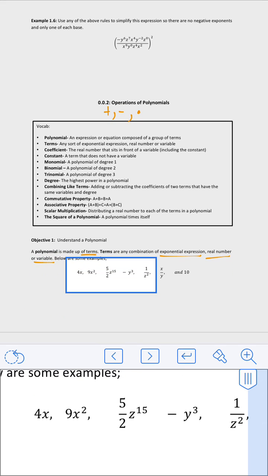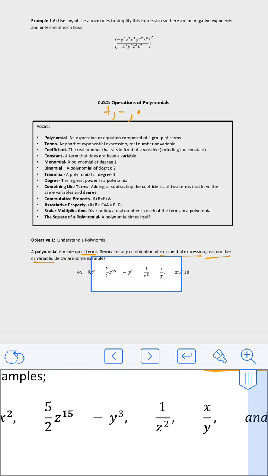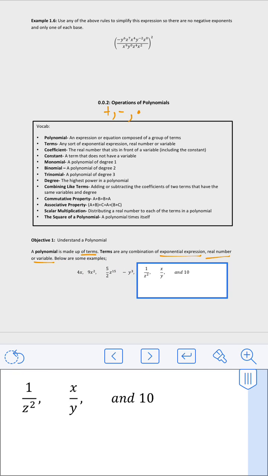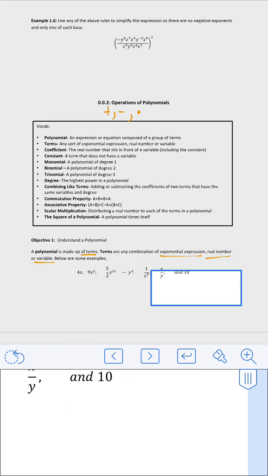For example, 4x, 9x squared, 5 over 2, z to the 15th, negative y to the third, which is different from parentheses negative y to the third, right? That's definitely different. 1 over z squared, x over y, 10, 400, 13x to the 19th, right? So there's a whole bunch of different things that can be terms. But notice what's common between all of these is that you do not see addition or subtraction. It's all multiplication or division.